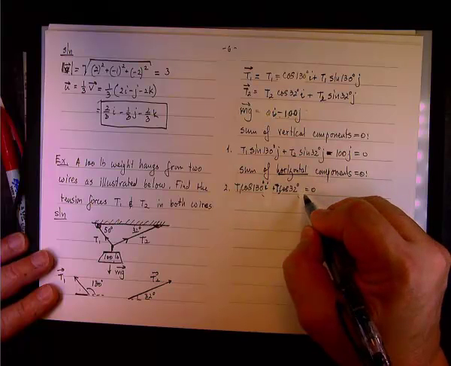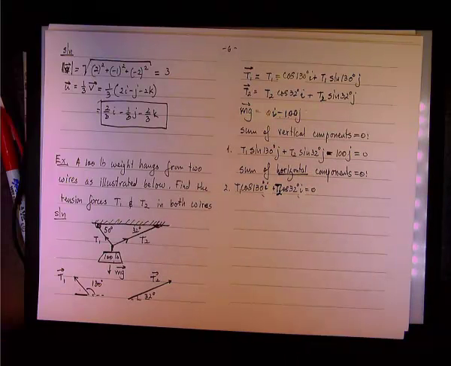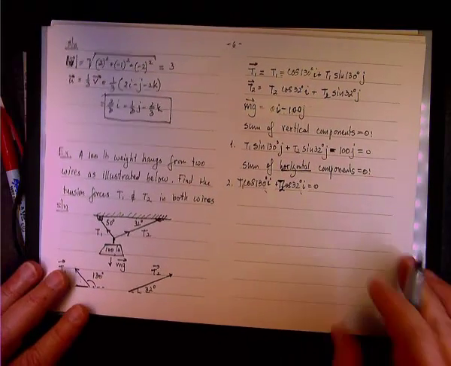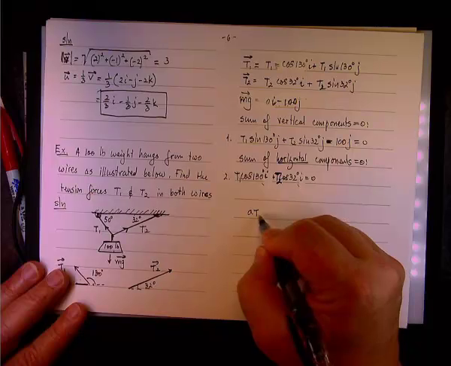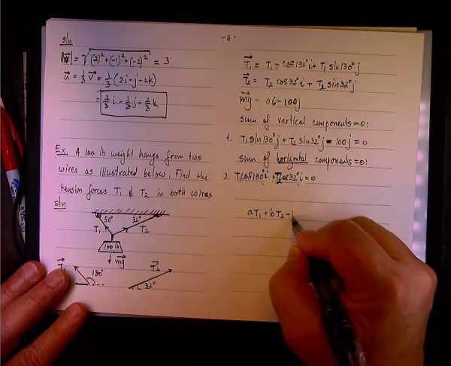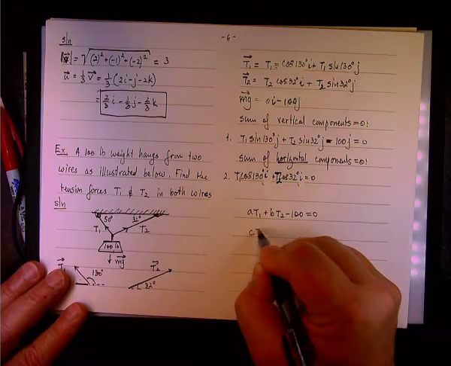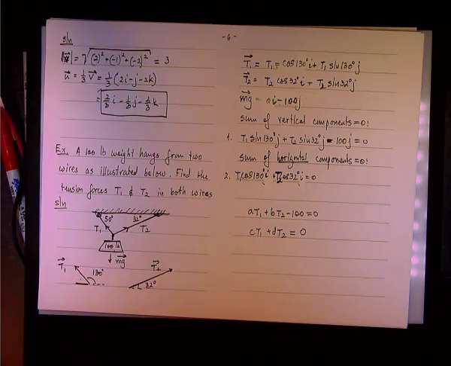There was a correction here, the horizontal components are I. So T1 cosine 130 degrees I plus T2 cosine 32 degrees I equals 0. And basically what you have is a system that looks like this: A T1 plus B T2 minus 100 equals 0, and C T1 plus D T2 equals 0, and you solve for T1 and T2.